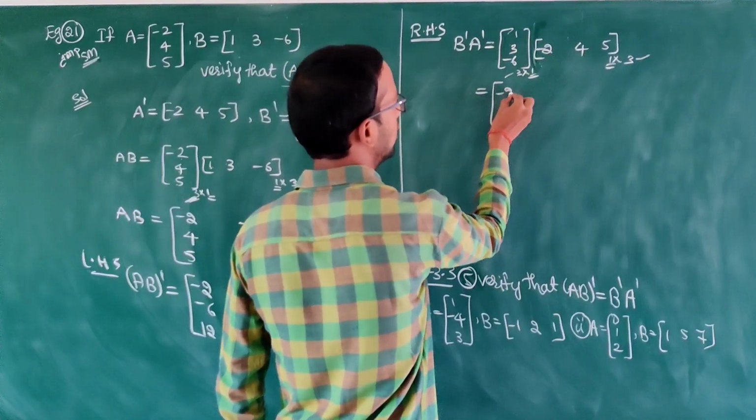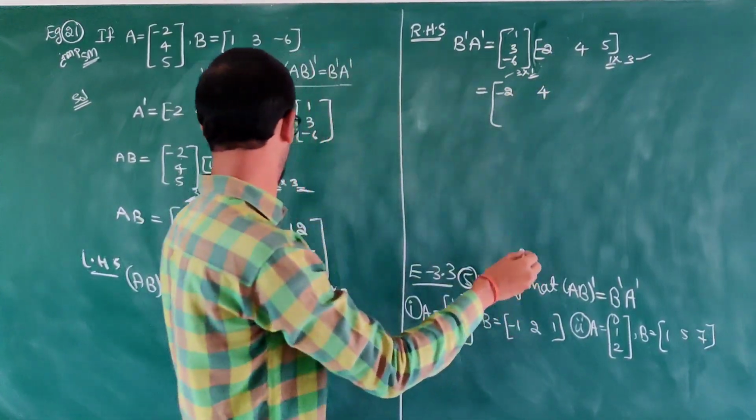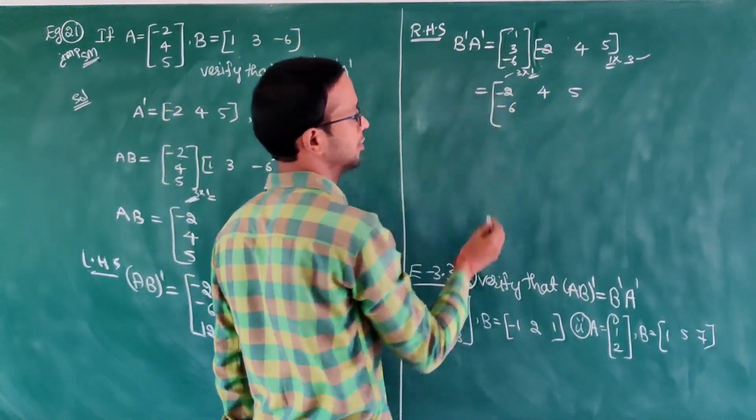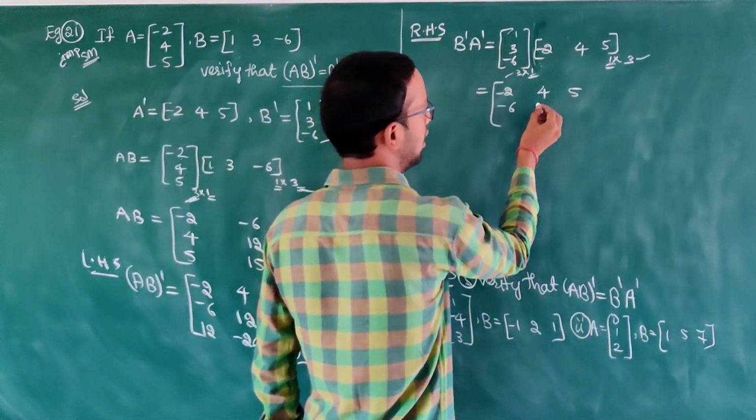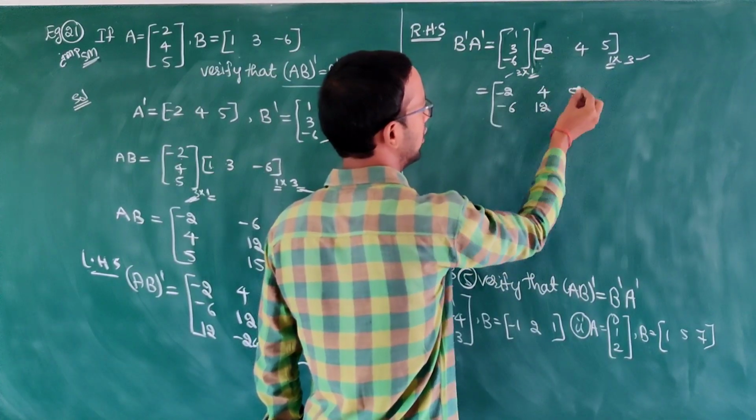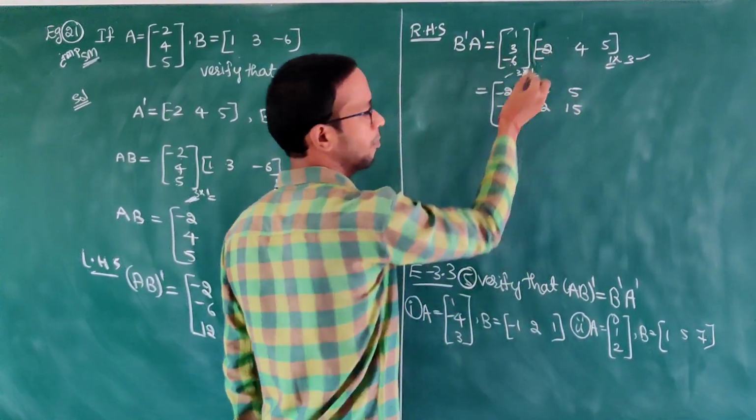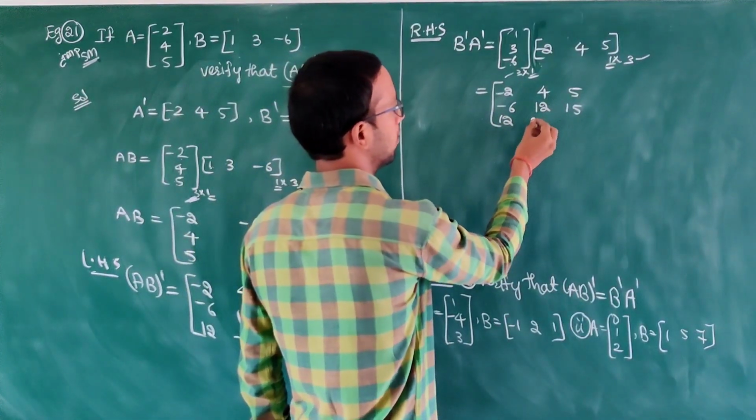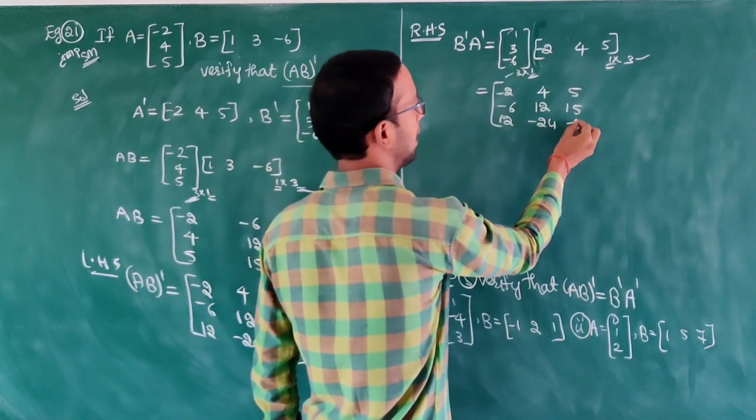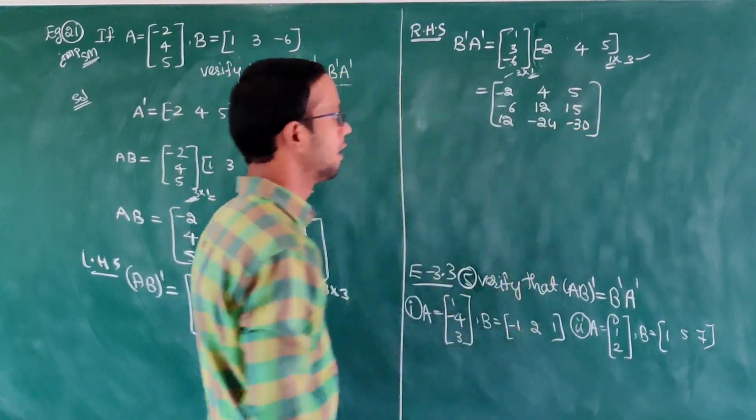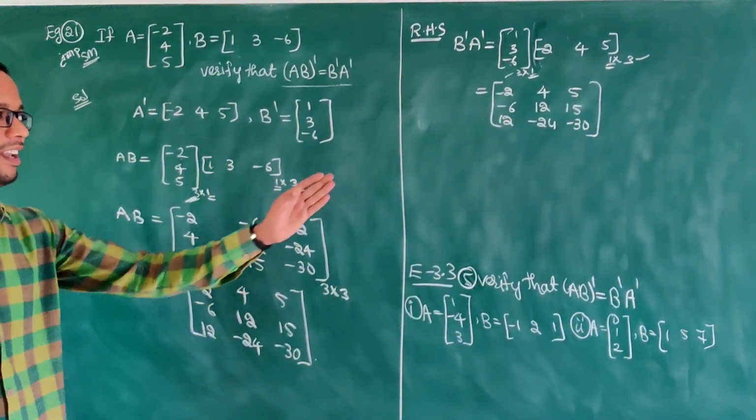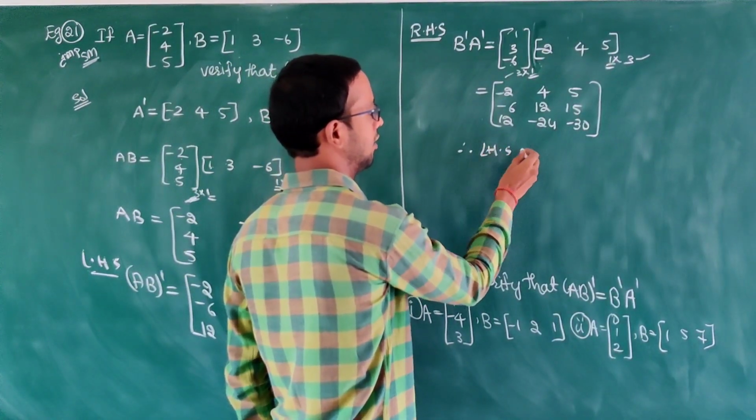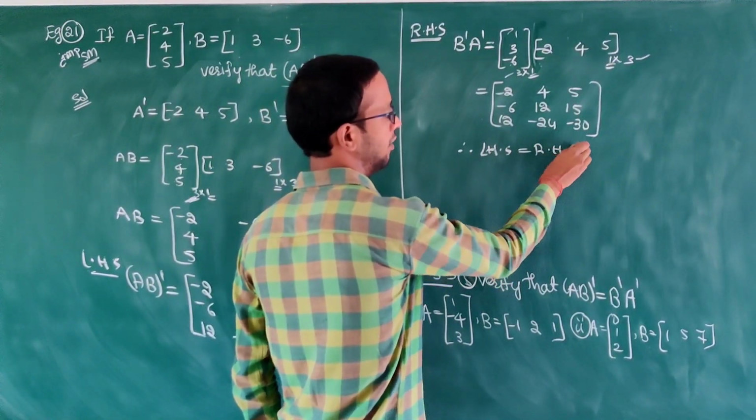1 into -2 is -2, 1 into 4 is 4. Next, 1 into 5 is 5. 3 into -2 is -6, 3 4s are 12, 3 5s are 15, minus into minus plus, 12, -24, -30. You observe, RHS and LHS are both the same. Therefore, what can we write? LHS is equal to RHS.